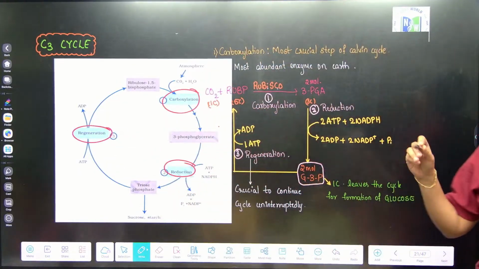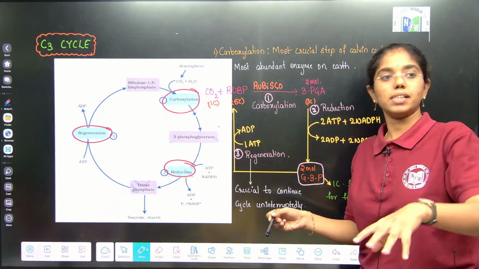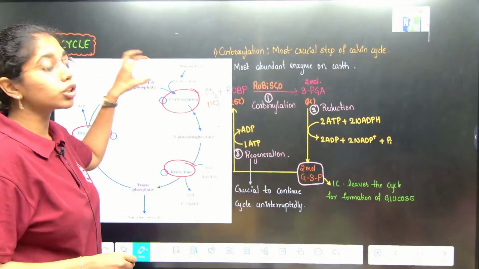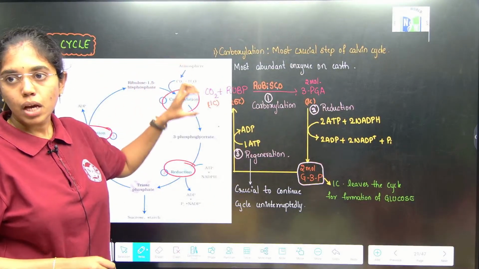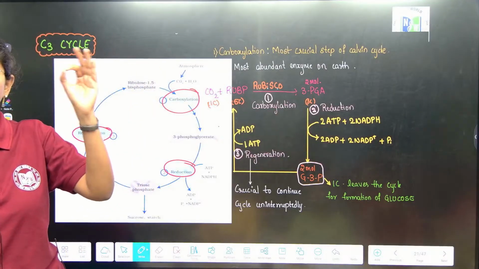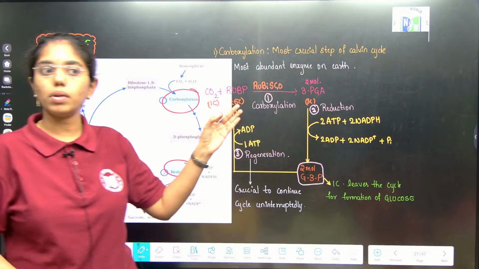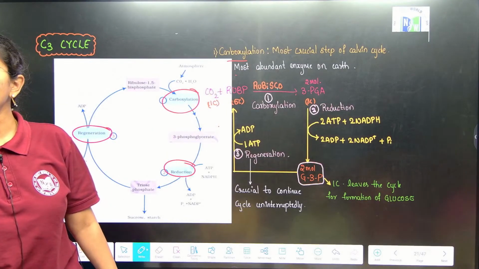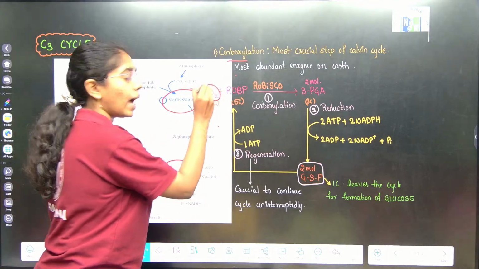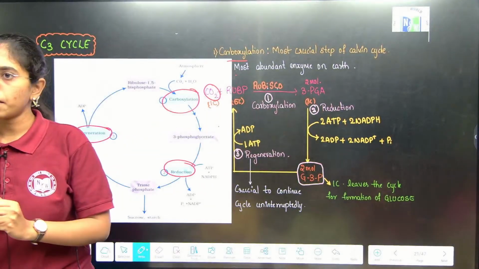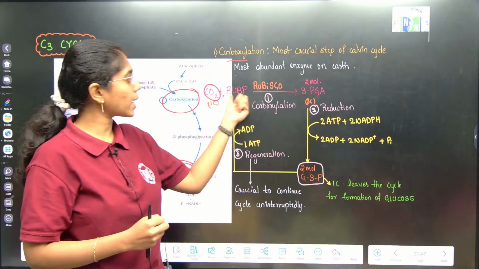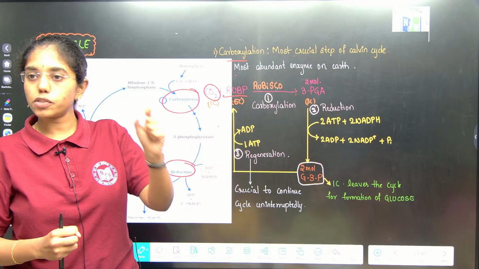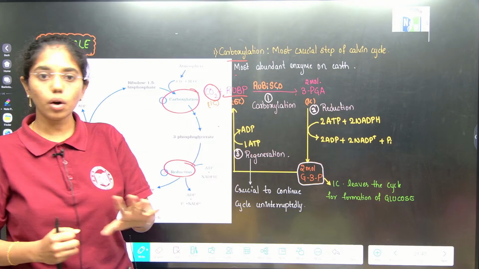What is meant by carboxylation? Carbon fixation. Carbon dioxide fixation is carboxylation, which is the most crucial step of the Calvin cycle. What is the most crucial step of the Calvin cycle? Carboxylation. For carboxylation to occur, what are the prerequisites? Carbon dioxide is required and some molecule should accept this carbon dioxide. What is that here? It is RuBP, ribulose bisphosphate, which is a 5-carbon compound.